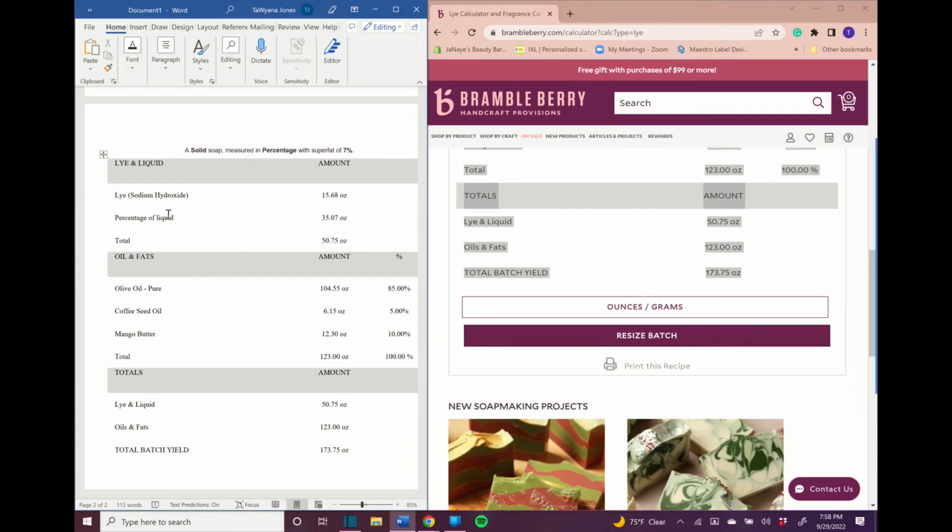Now we have a complete recipe that we have made from scratch using the volume of our mold, and the next thing to do is to get the products and make the soap.